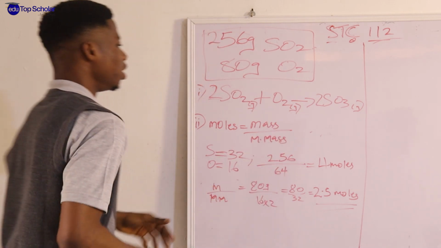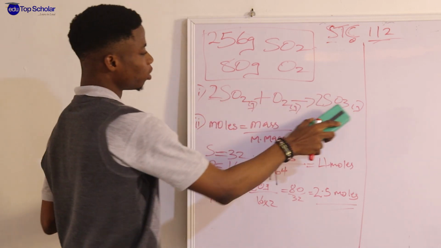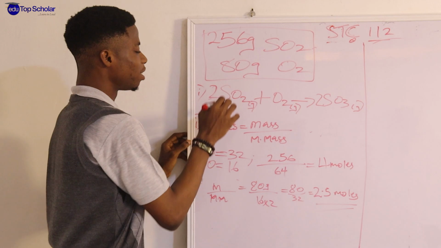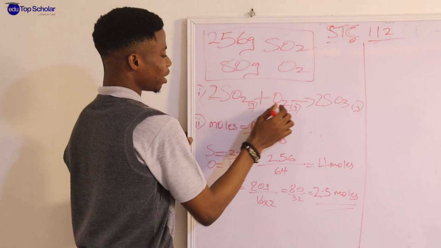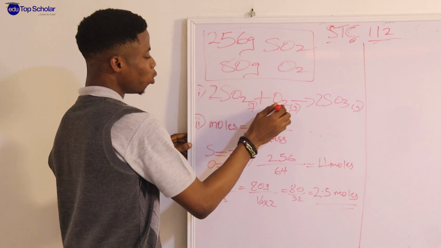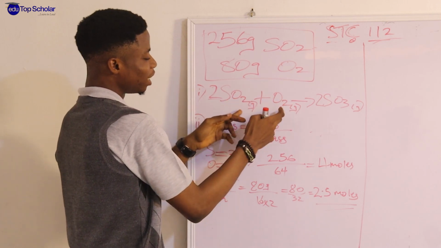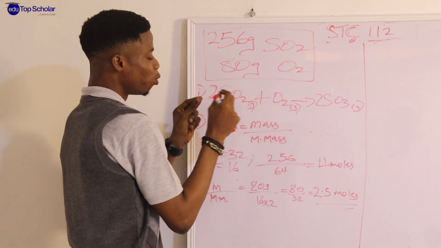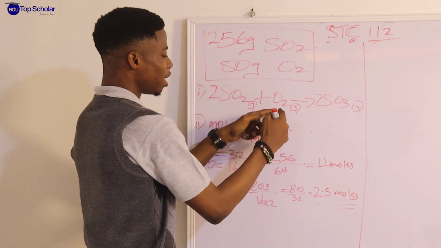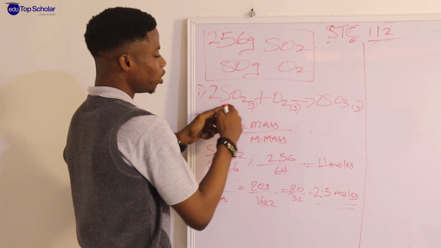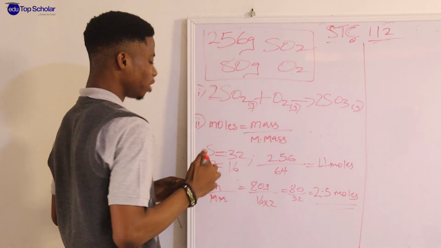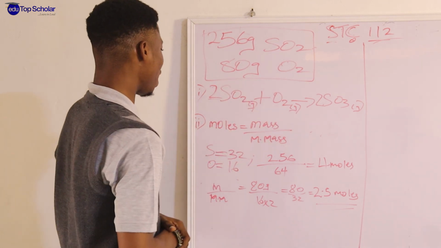Now, let's move on. The question says, identify the limiting reagent in the reaction and justify your answer. When you're talking about a limiting reagent, it deals with the reactants. As you are adding SO2 and O2, there is a particular reagent out of these two that will be in excess, and one of them will be limiting. That means one will finish first before the other. The one that finishes first is the limiting reagent. And we are asked to justify our answer.